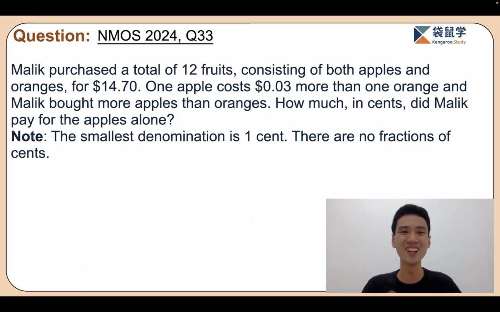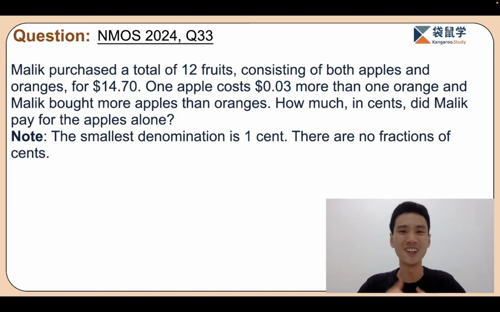Malik purchased a total of 12 fruits consisting of both apples and oranges for $14.70. One apple cost 3 cents more than one orange, and Malik bought more apples than oranges. How much in cents did Malik pay for the apples alone? Note, the smallest denomination is 1 cent. There are no fractions of cents.